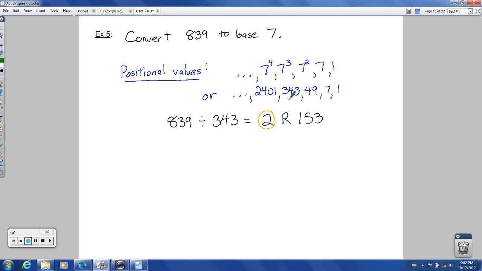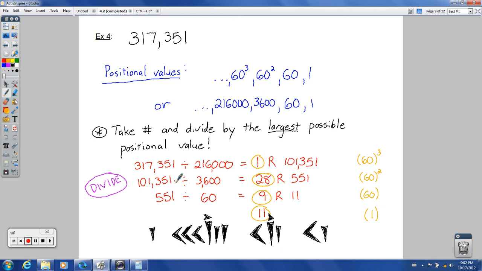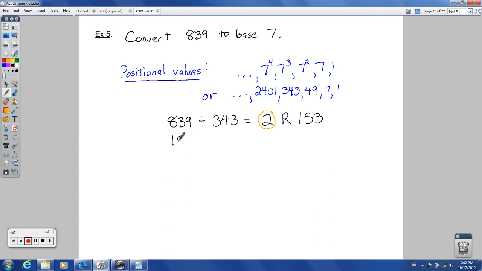So let's keep working this out. What's going to come next? Well, we take my remainder now, just like we had in 4.2. Take the remainder, put it down here, divide by the next place value. So we have 153 divided by the next place value, which is 49. How many whole times does 49 go into there? I can tell that if it was 50, it would be 3 whole times. This is a little bit less, so 3 whole times.